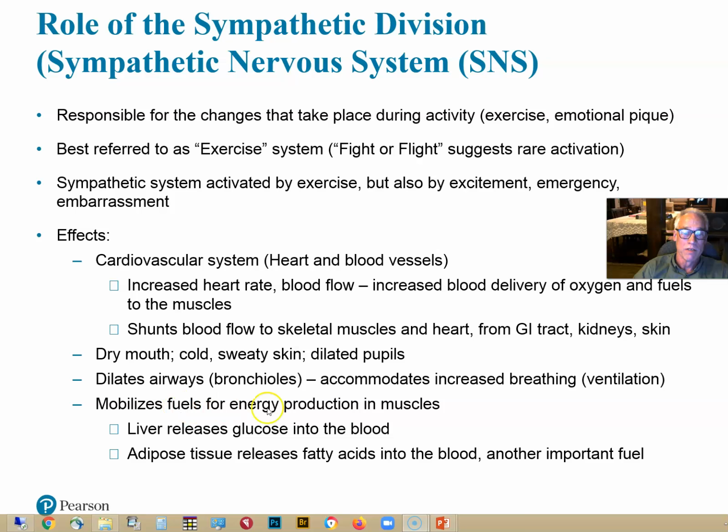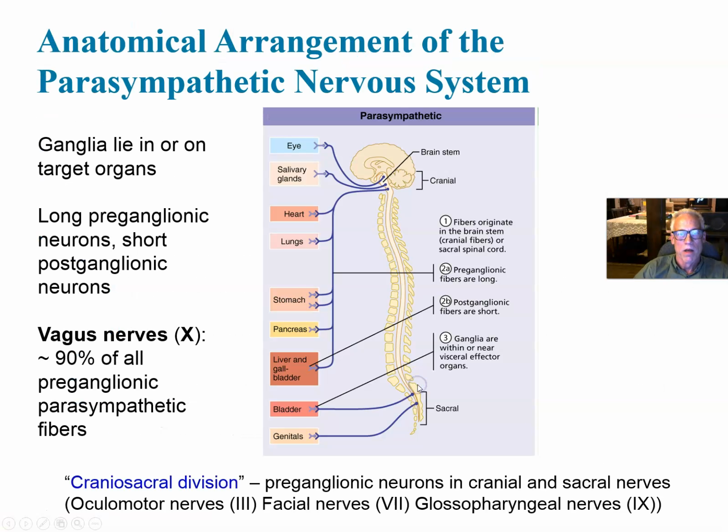The sympathetic nervous system provides not only the blood flow for exercise, but the fuels for ATP production. So with the sympathetic division, we're going to release those raw materials back out from storage. The liver will release glucose into the blood. Adipose tissue will release fatty acids back out into the blood. And now the muscles have a couple of wonderful sources of fuel for ATP production.